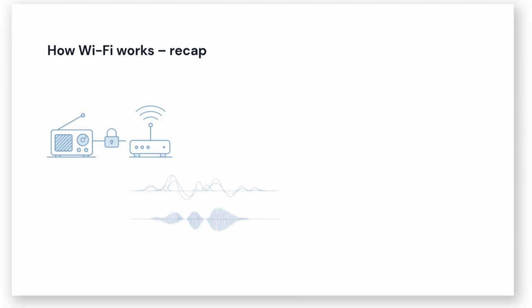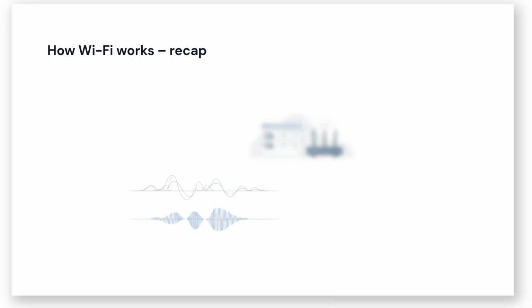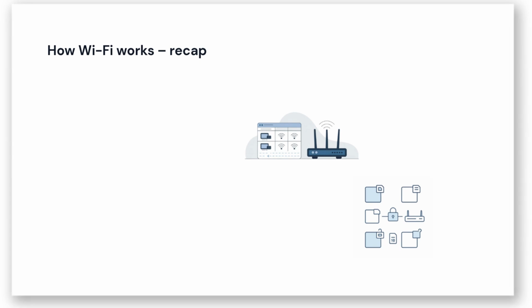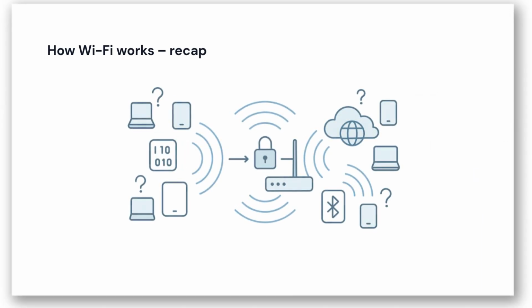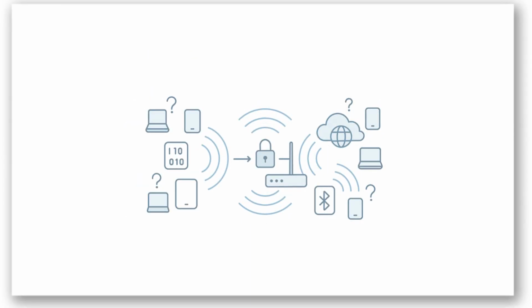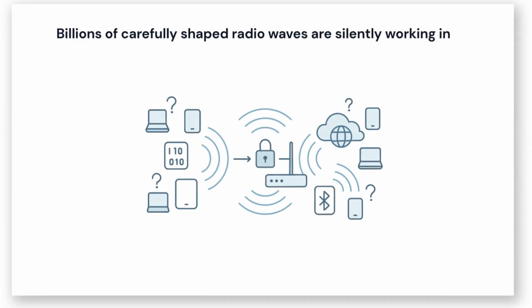So, how does Wi-Fi work? Tiny radios in your devices and router use high-frequency electromagnetic waves to send and receive packets of data through the air. The router acts as a central traffic controller, directing each packet to the correct device and out to the wider internet when needed. Signal strength, interference, and security settings all shape how fast, stable, and safe your connection feels. The next time a video loads instantly or a file uploads in seconds, it is because billions of carefully shaped radio waves are silently working in the background.